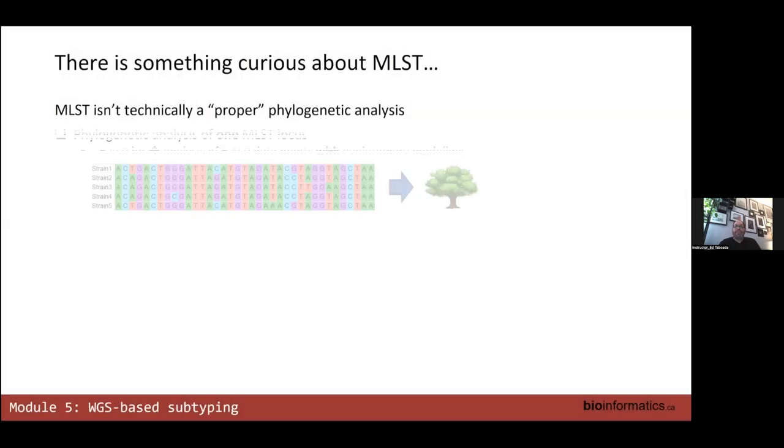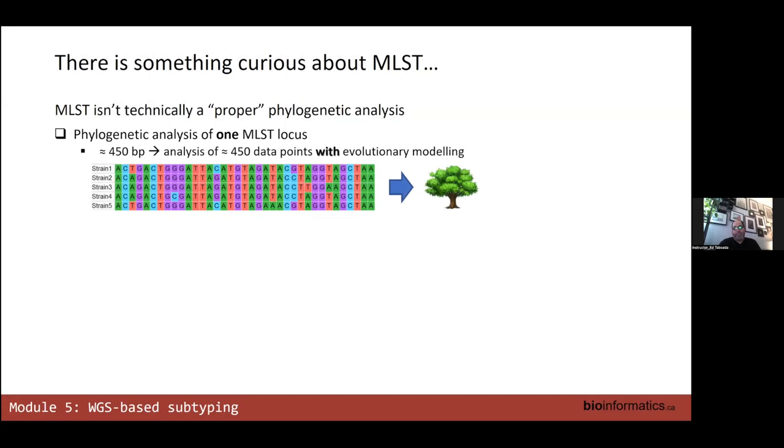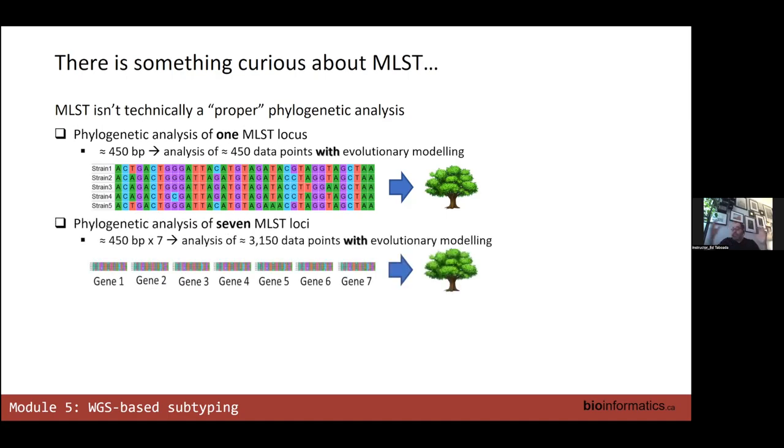Now, the weird thing about MLST is that it's not a proper phylogenetic analysis. It's certainly nothing that would compare to some of the stuff that Fiona has mentioned, and some of the stuff that's going to be covered in other modules. Let me explain why. If I was going to perform a phylogenetic analysis on one of the genes amplified in MLST, I would take that sequence data, make a multiple sequence alignment, analyze it with evolutionary modeling, and generate a tree. And you could even extend that to the seven genes in MLST.